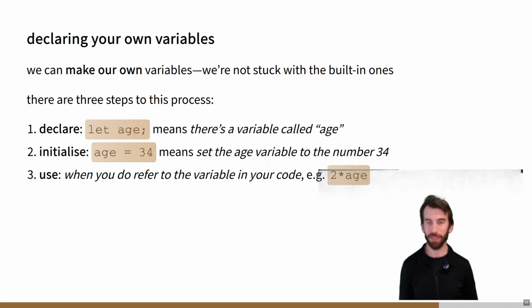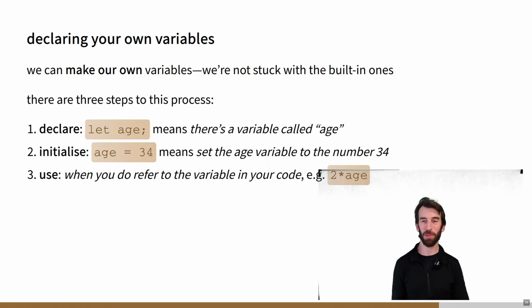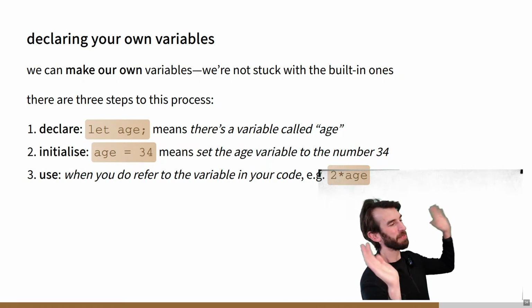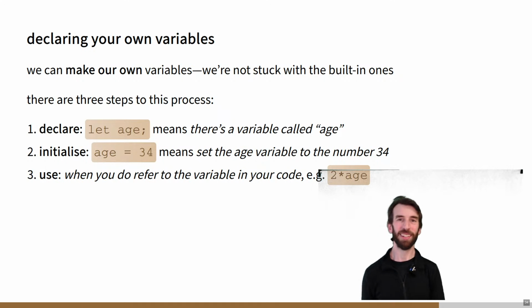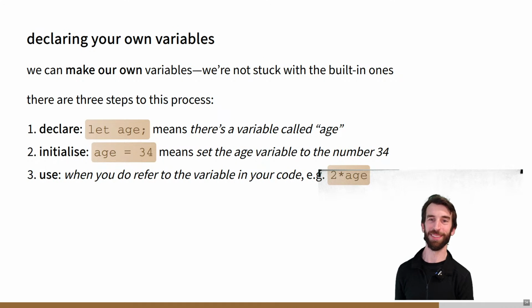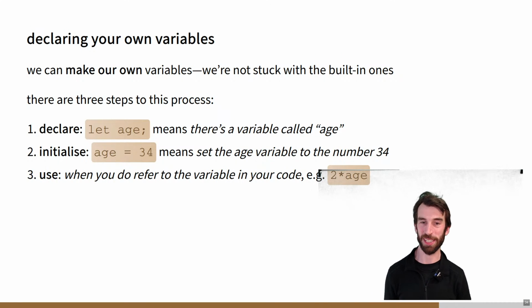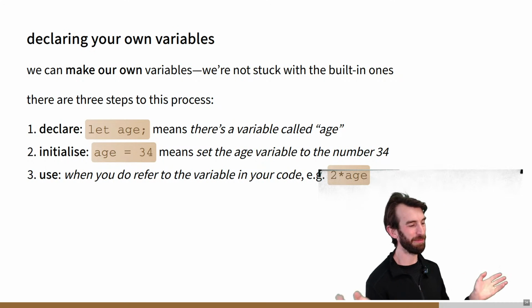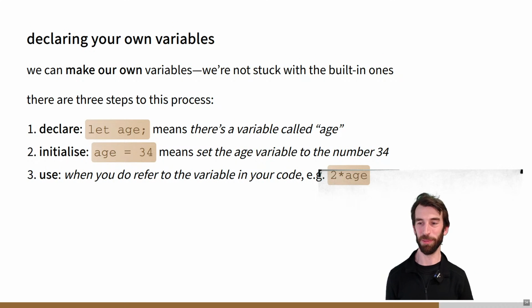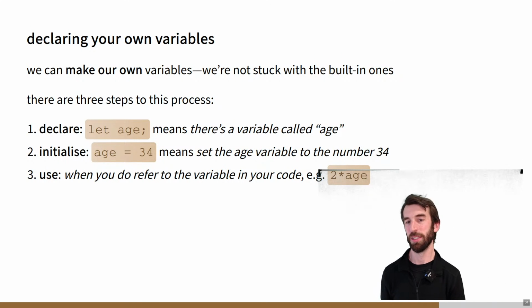So here are the steps for making our own variables, or declaring them. The first step is to declare the variable. Hey p5, there's a variable called age. That's how we declare a variable in p5. No, we don't say that. We don't need to yell at your computer to declare it. We just need to use this special language. let age. That's it. That's declaring a variable. That just says to p5, there's a variable called age.